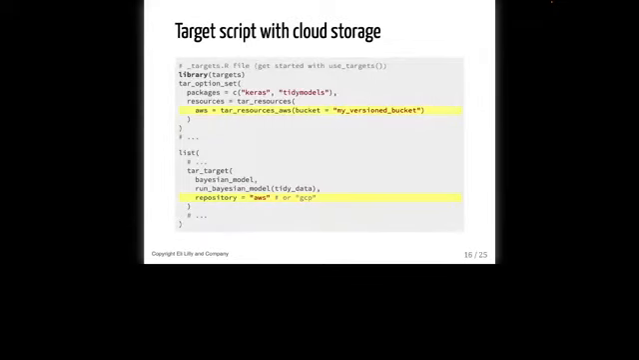Here's how it works in a target script. Most people usually set the bucket in tar_option_set and the repository in tar_target, but you could do both in one or both in the other, or in fact use different buckets for different targets, even sending some targets to Amazon and other targets to Google.